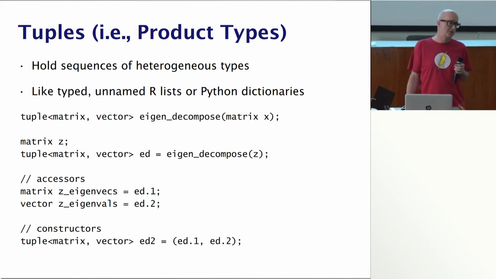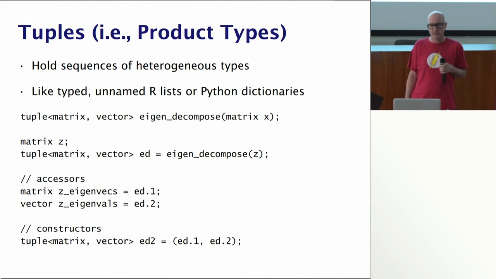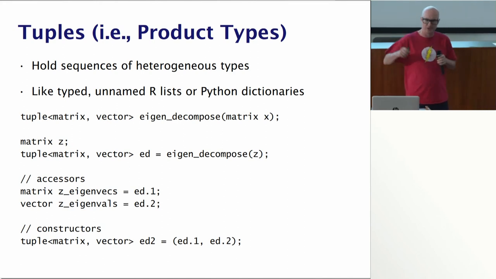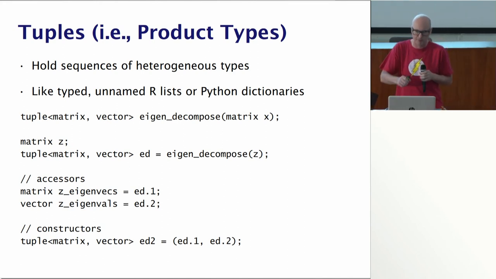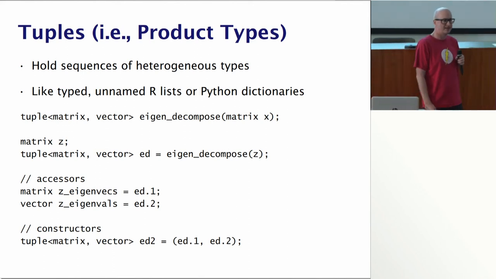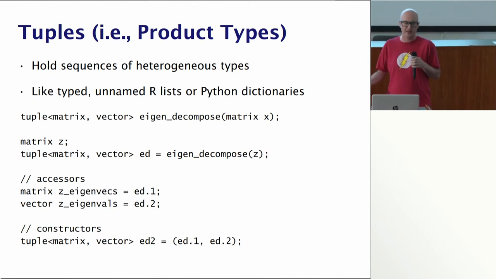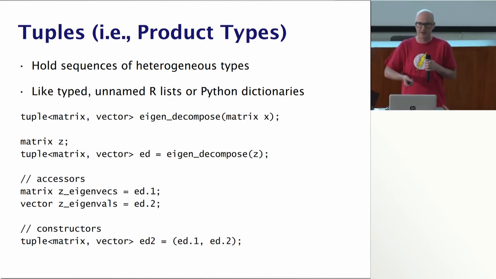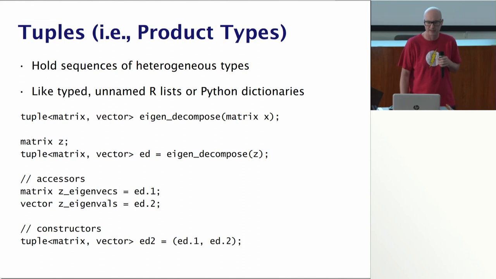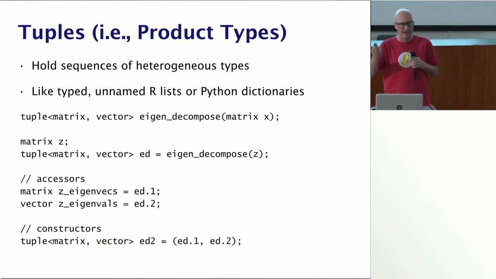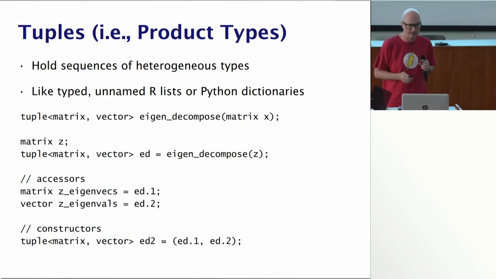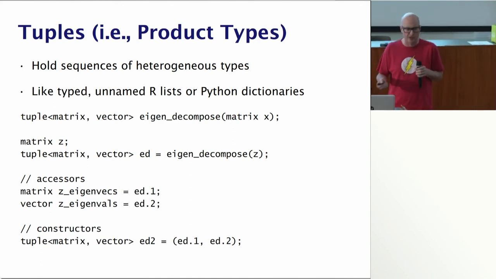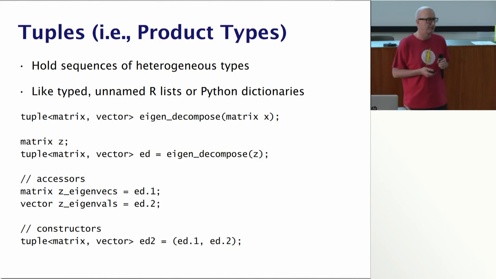The first one is tuples, which are basically product types. They look like dictionaries or lists in R, if you're familiar with that, but they're typed. Everything in Stan is strongly statically typed. You know the type of everything when the program's written. So a tuple is going to specify what the types of its elements are. For example, an eigendecomposition operation returns a matrix of eigenvectors and a vector of eigenvalues. So we'll be able to write that function directly, and access things by doing dot one, dot two. We may add names to this, it's still a little up in the air. I'm not a big fan of names, but a lot of people have been twisting my arm to do that. And we'll have constructors, like we have array and matrix constructors, to build tuples like this.